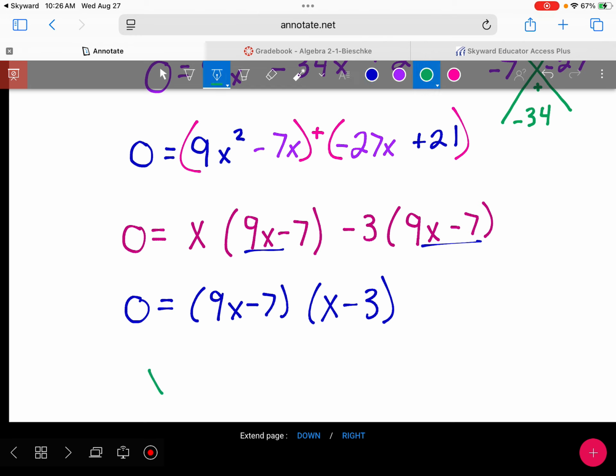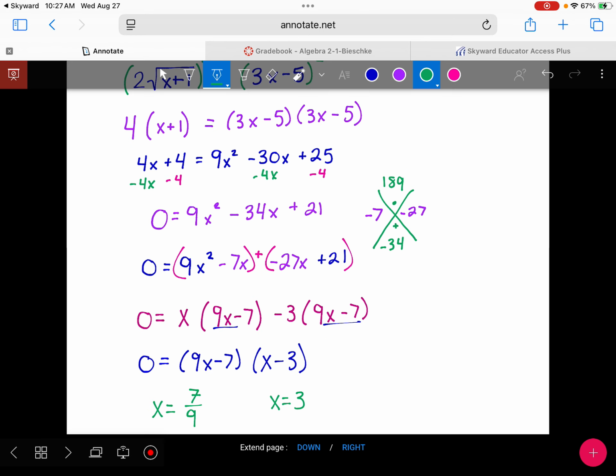What is our x going to equal? Yeah, so if I take my 9x minus 7 equal to 0, we'd add 7, so it's going to have a 7. And then we would divide by 9, so 7 ninths. What about for this one? Positive 3. So x minus 3 equals 0. Add 3 to both sides, we get 3. So these are our two solutions.